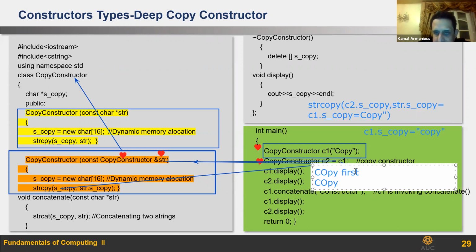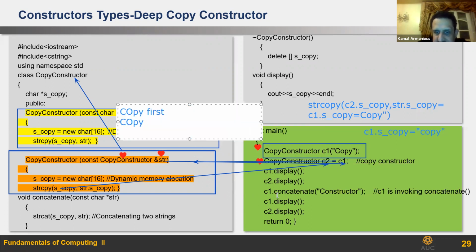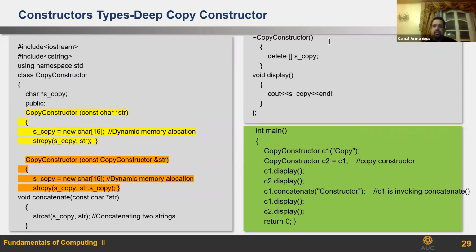Then I will change C1 dot s copy. C2 dot s copy will not change. Why? Remember, your aunt and my aunt are different, they live in different apartments. I change C1 dot s copy with the concatenate function, this one. This means that C1 dot display will be copy constructor. C2 dot display will remain as copy. So this is the deep copy constructor.